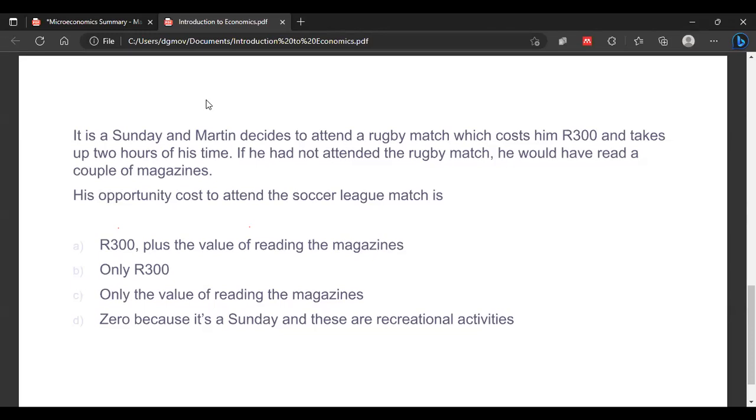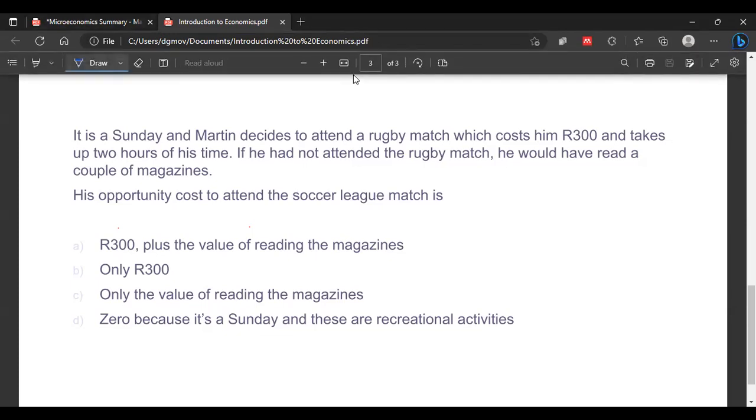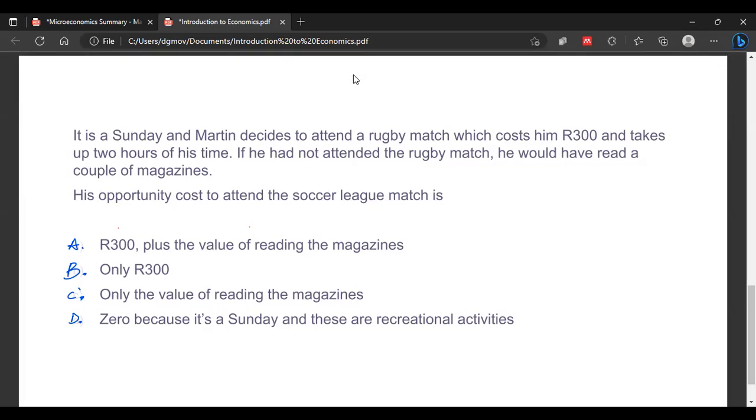His opportunity cost to attend the match is: A, 300 rands plus the value of reading the magazines; B, only 300 rand; C, the value of reading the magazines only; D, zero, because it's a Sunday and these are recreational activities. Let's discuss. What do you think?